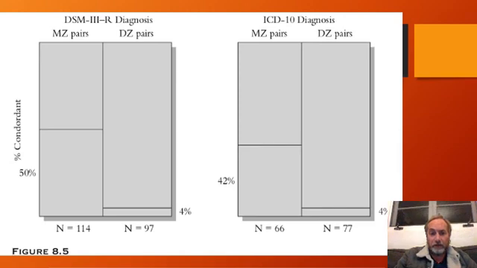And here's the combined data. So again, among MZ pairs, 50% concordance rate compared to 4% for DZ, according to the DSM. And on the right, you have using the ICD way of diagnosing people, slightly fewer concordant pairs among MZ, 42%, still 4% among DZ, and still a difference.